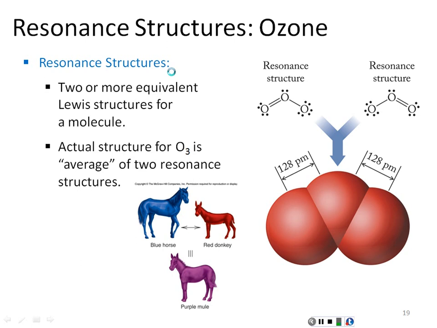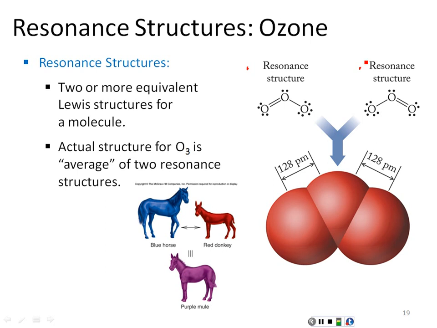So when we draw the Lewis structure for ozone, we see that we can have two equivalent structures for the molecule ozone, and those are shown over here on the right, where you have one double bond and one single bond between three oxygen atoms. And you can put that double bond on the left side of the molecule or the right side of the molecule. So which one is correct? Does it spend some of its time in the structure on the left side and some of its time on the structure on the right side?